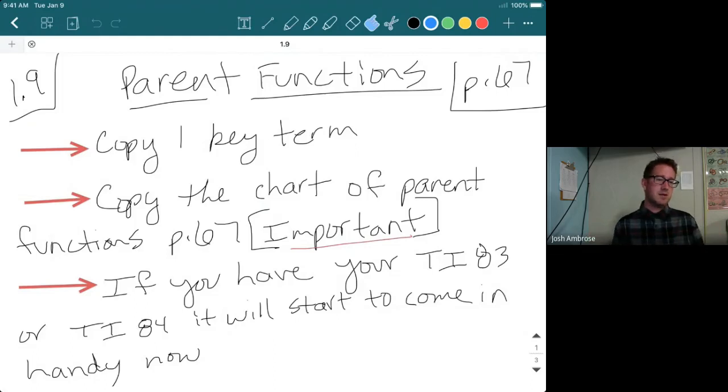Another little note right down there. If you do have your TI-83 already purchased or your TI-84, this is going to start to come in handy. You can totally be done without it, but if you get it, get it soon. That way you have time to best understand how to use it and all these cool tricks that I will be teaching you throughout the course. So if you don't have your TI-83 or 84, let's get that soon. That way you are able to use it in chapter 2 and so forth.